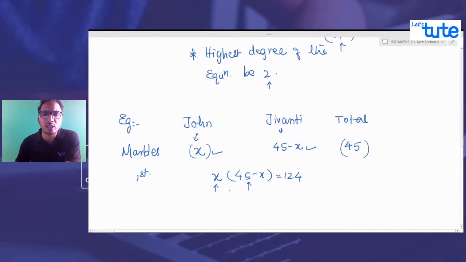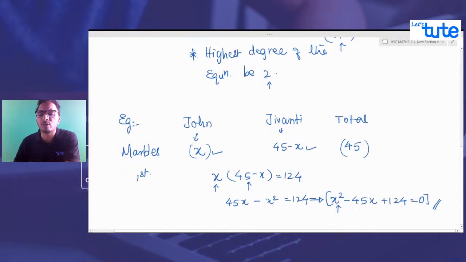Let us try to multiply this. What are we going to get? We get 45x minus x multiplied by x, which is x squared, equals 124. When we shift the terms, we get x squared minus 45x plus 124 equals 0. What we get here is called a quadratic equation because the highest degree of the equation is 2. Understood? That's how we create a quadratic equation out of real life scenarios.